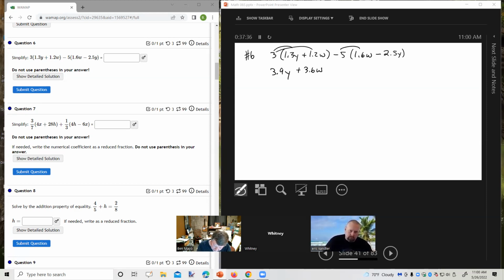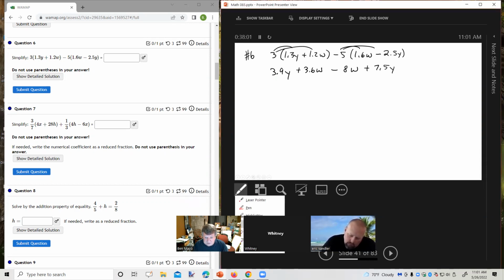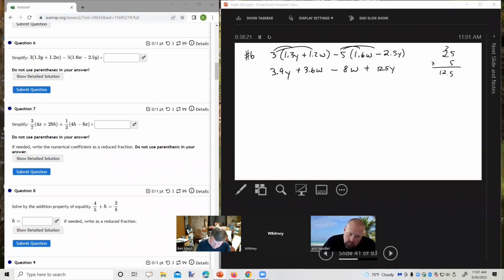Minus 5 times 1.6 would be minus 8w. And then minus 5 times minus 2.5 would be plus 7.5y. That's not right. It isn't 7.5, is it? I was thinking 3. I was thinking Arby's. Okay, so let's go back here and erase that because that one's not correct. Maybe we should just actually write it out here. 12.5. Okay, now combining like terms.